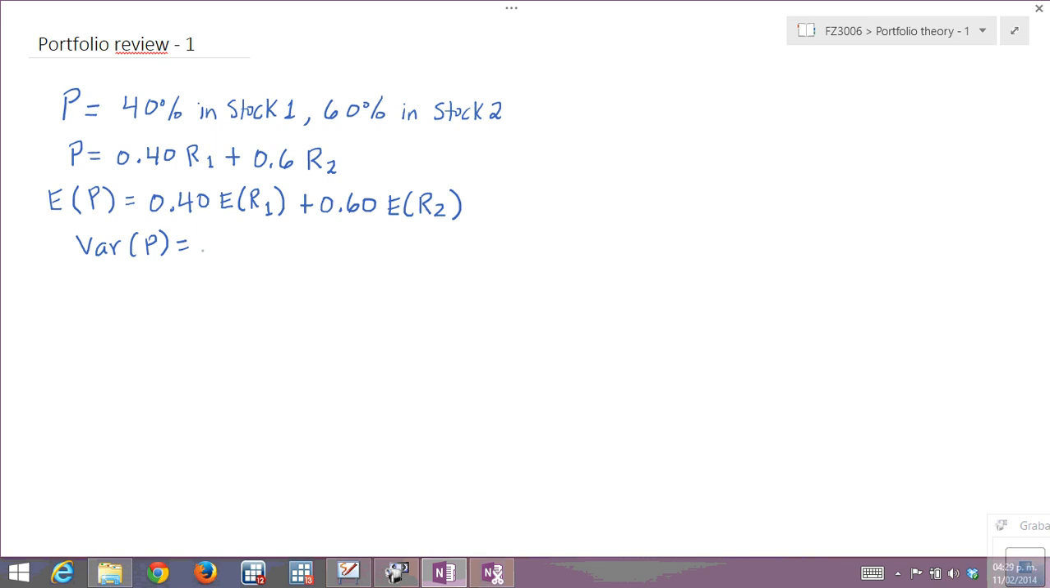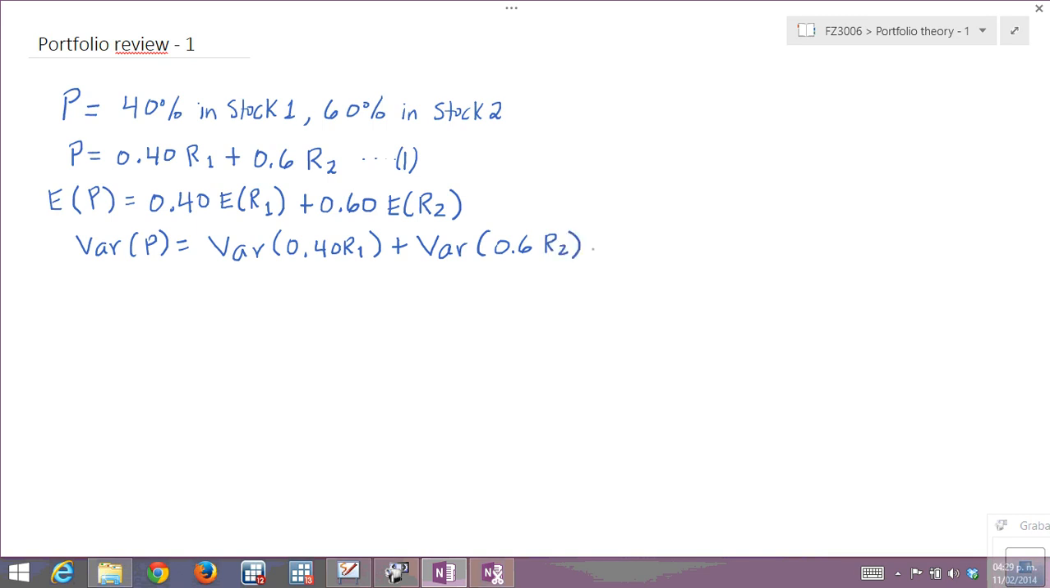Then I can calculate an estimated value for the variance of the portfolio. Okay, and for the variance of a portfolio, if I apply basic probability theory, I start with this function first, with this one. Okay, this is equation 1. Then if I apply the variance to this linear combination, I will get that the variance of the portfolio is going to be the variance of 0.4 return 1 plus the variance of 0.6 return 2.